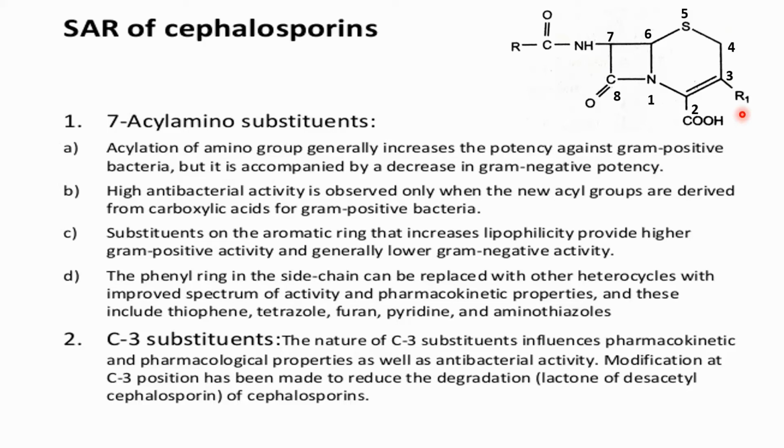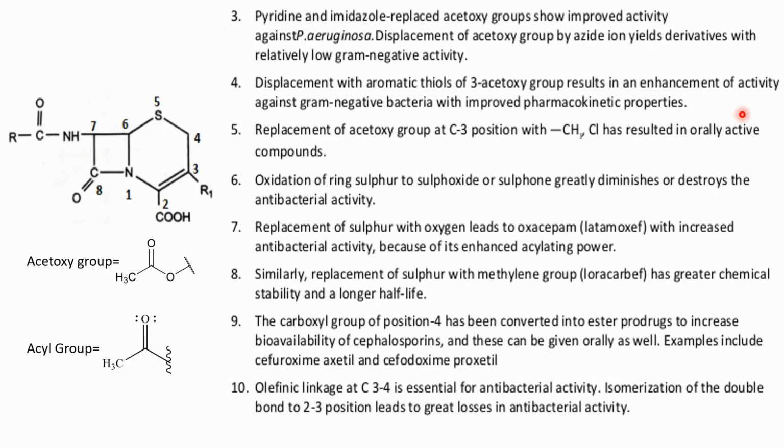The third point: pyridine and imidazole replacing the acetoxy group will show improved activity against Pseudomonas aeruginosa. Here you can see this is our acetoxy group. If this acetoxy group is substituted at this R position, the activity will increase against Pseudomonas aeruginosa. And if this acetoxy group is substituted by the azide ion, meaning the 3 nitrogen azide ion, it will yield a derivative which has low gram negative activity.